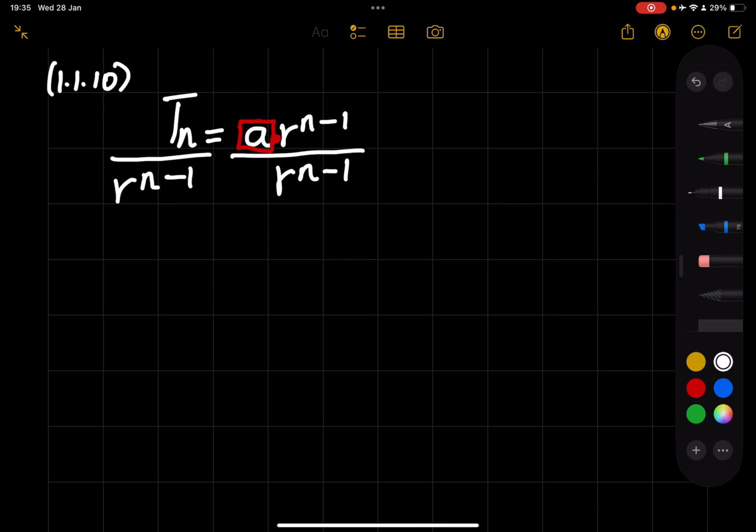Right. And then we're going to cancel R to the power n minus 1 on the right because they are the same. And then we're going to have Tn over R to the power n minus 1 equals to A.